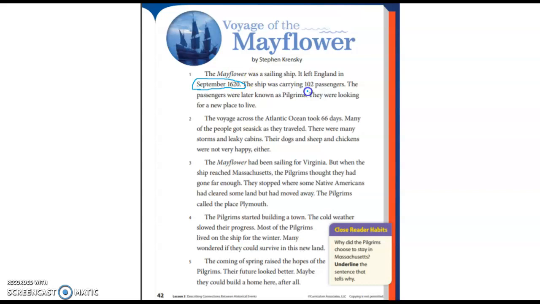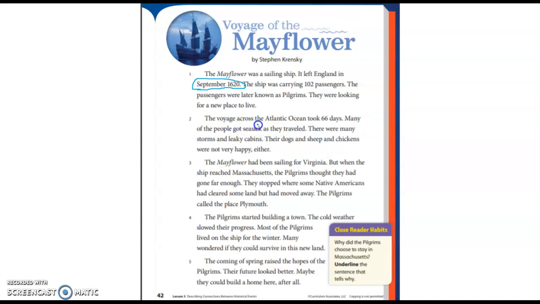The ship was carrying 102 passengers. The passengers were later known as the Pilgrims. They were looking for a new place to live. So why did the Pilgrims leave England? They left because they were looking for a new place to live. So the cause of them leaving was they were looking for a new place to live. So we've got some cause and effect in here too.